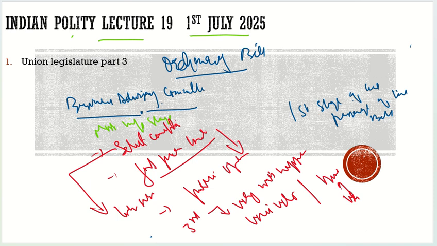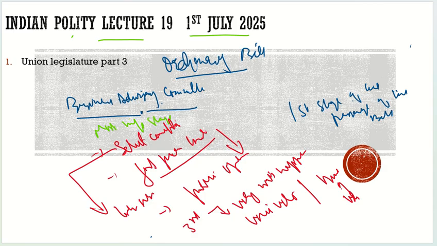Then here the speaker, in order to delay the procedure, will go for the voice vote. All those who are in favor will say yes. All those who are against will say no. So this is the voice vote.